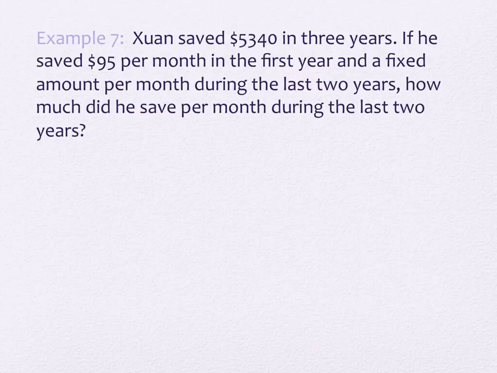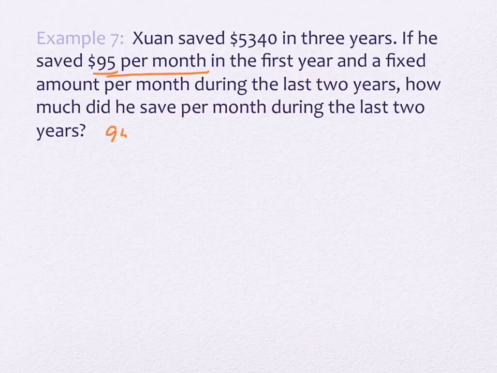We have Juan, and he saved $5,340 in 3 years. It says he saved $95 per month the first year, and then we don't know how much he saved per month the next couple of years, but it's the same amount every month. How much did he save per month the last 2 years? So the first thing we'd like to figure out is how much he saved in the first year. It says he saved $95 per month.